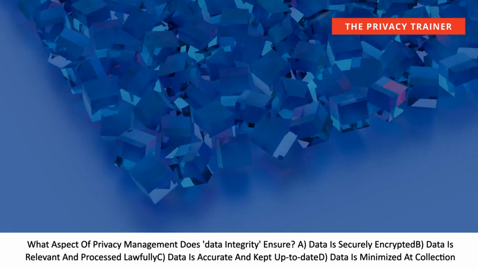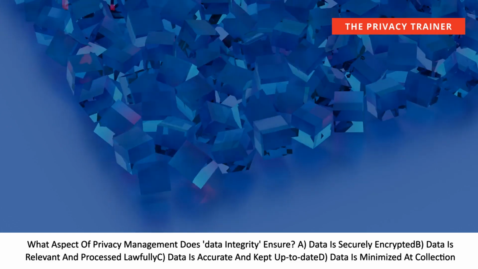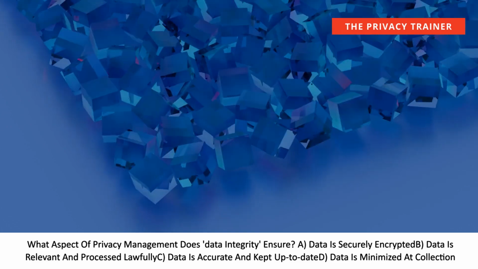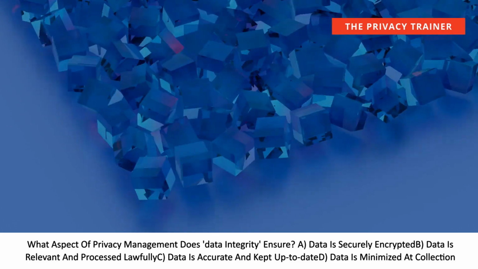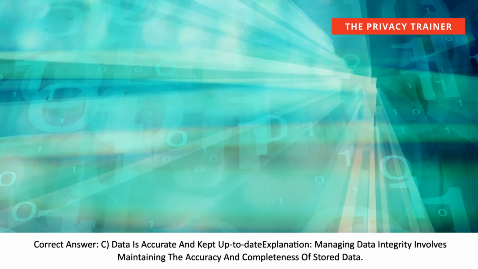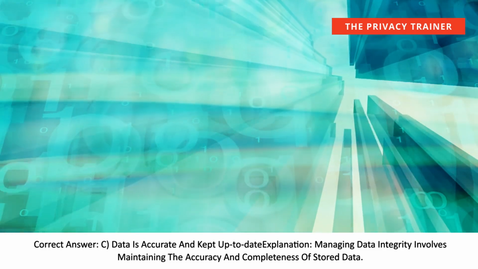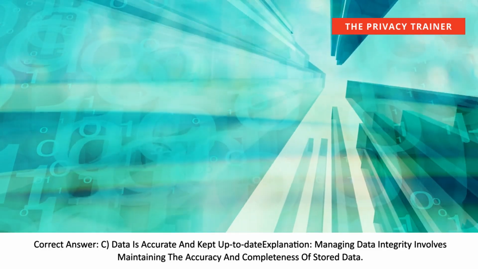A. Data is securely encrypted. B. Data is relevant and processed lawfully. C. Data is accurate and kept up to date. D. Data is minimized at collection. Correct answer, C. Data is accurate and kept up to date. Explanation: managing data integrity involves maintaining the accuracy and completeness of stored data.